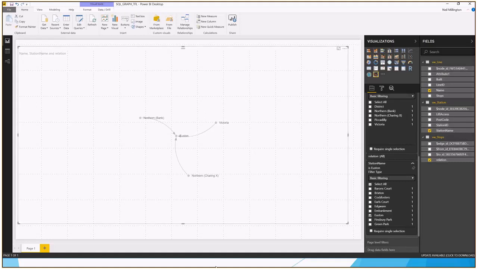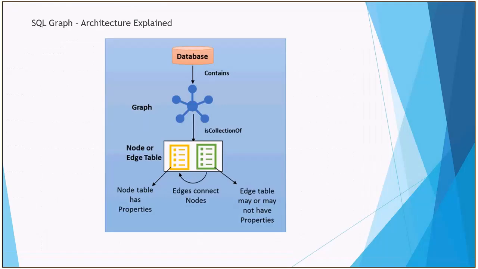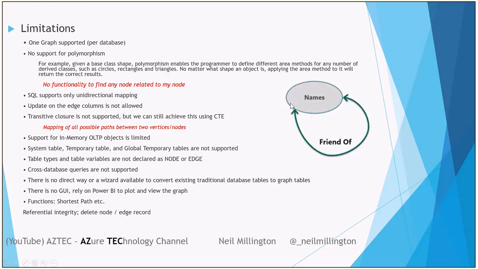Now, jumping back into the presentation, one thing I do need to point out is, as I mentioned at the start, the graph implementation currently is the first implementation, and as a result there are some limitations. The limitations are: one graph is supported per database. If you recall, the SQL Graph database held the family data, and SQL Graph TFL held the London Underground data. We don't have support for polymorphism. To make this simplistic, it basically means there's no functionality to find any node related to my node.